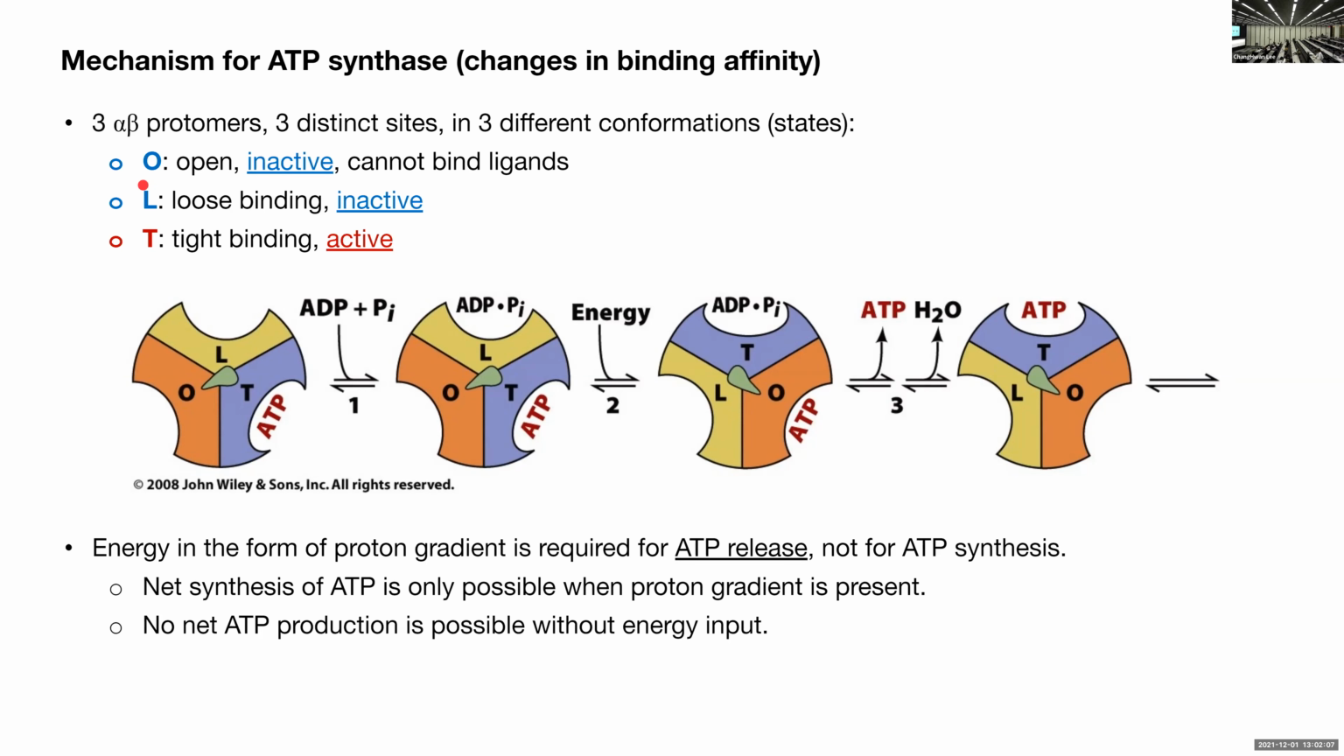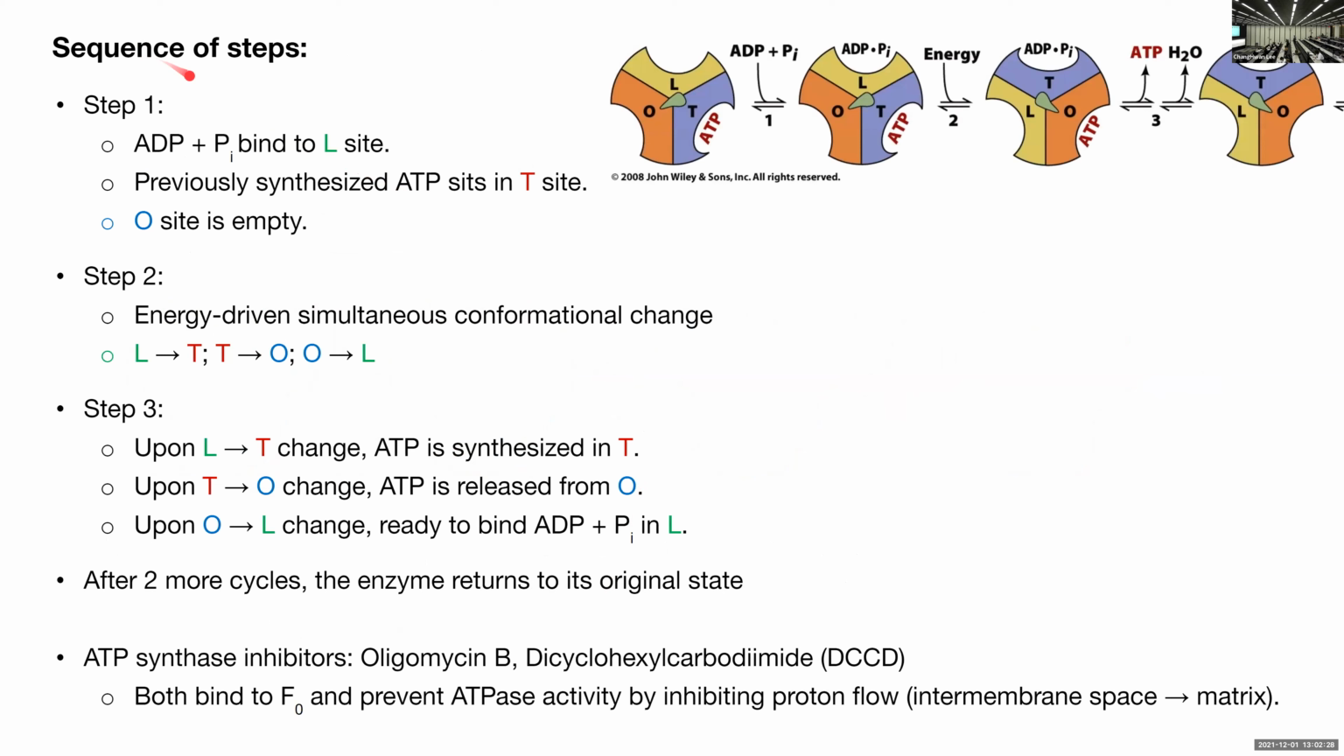So O is for the open form, which is inactive, and it cannot bind the ATP or ADP. L form is loose binding, and it's an inactive form. But the T form is for tight binding, so it's active for ATP synthesis. It goes through 3 steps. For the first step, ADP and inorganic phosphate bind to the L site, which is loose binding. Previously synthesized ATP is sitting on the T site, ready to be released, and the O site is basically empty, which is open.